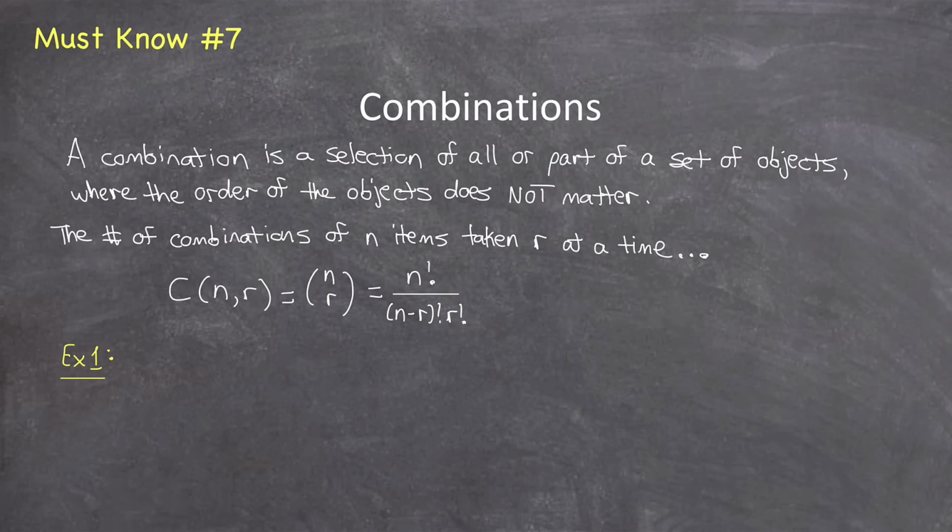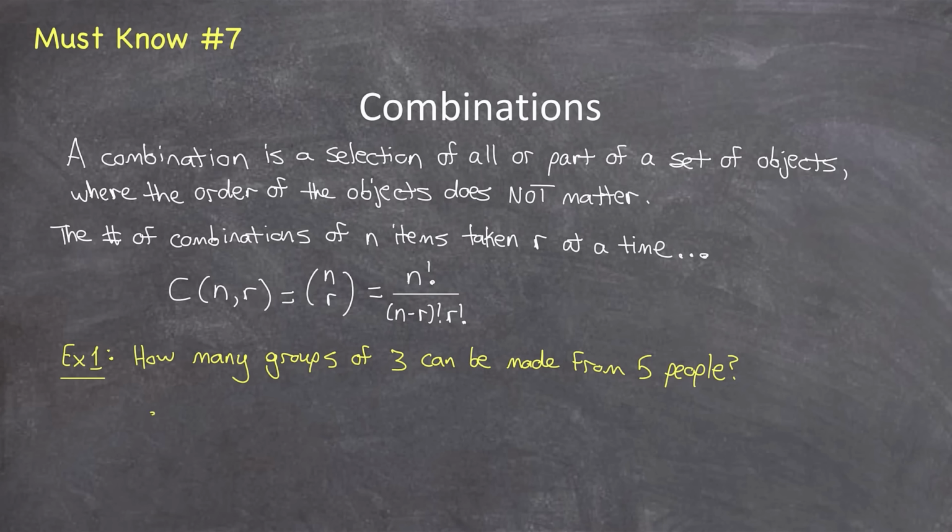In this example, it says how many groups of 3 can be made from 5 people. Based on this question, it doesn't seem like the order of the people in the group would matter, so we're just wondering how many combinations of 3 can we make from 5 people. Using the combinations formula, we would say that 5 choose 3 would equal 5 factorial divided by 5 minus 3 factorial times 3 factorial. This 5 minus 3 I'll change to 2.